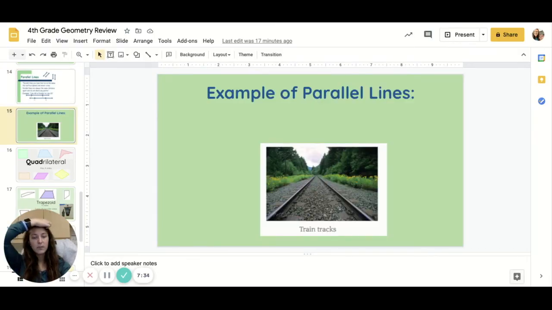Here is an example of parallel lines. They are train tracks. As you can see, they go on and on forever and ever, and they're never going to touch.